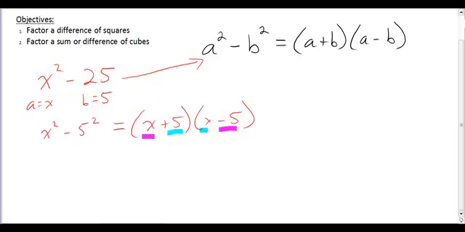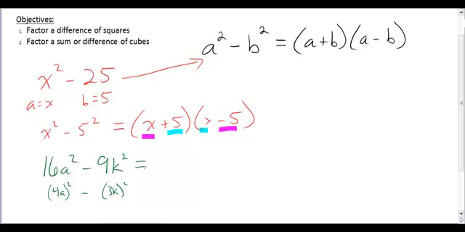Okay, well, they won't always look exactly like that. Let's say you have 16a squared minus 9k squared. We'll use a k just for fun, just to mix it up. All right, well, this is also a difference of squares, because what's the square root of each? Well, over here I could take the square root of that, and that would be 4a on the first term, and the square root of the second term would be 3k, right?